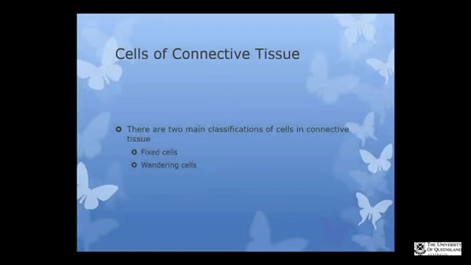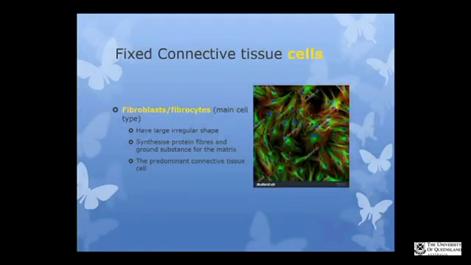There are two main classifications of cells in connective tissues. There are fixed cells and wandering cells. Fixed cells, we start with fibroblasts or fibrocytes.